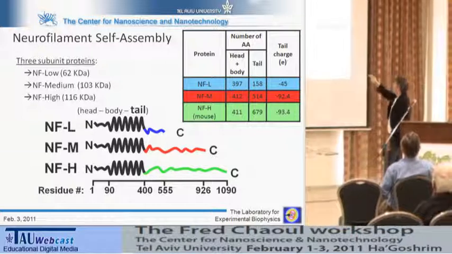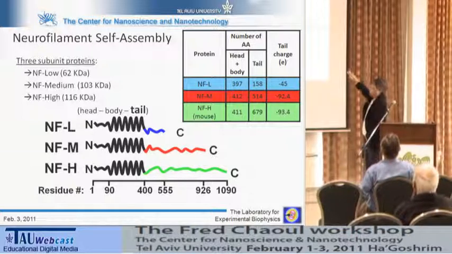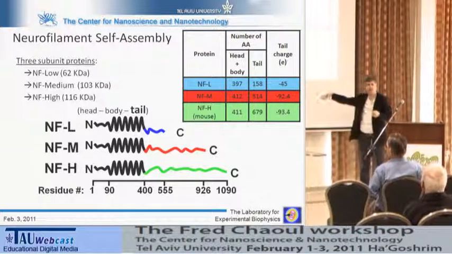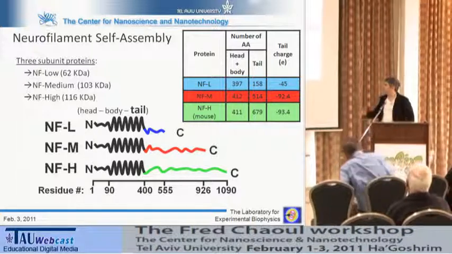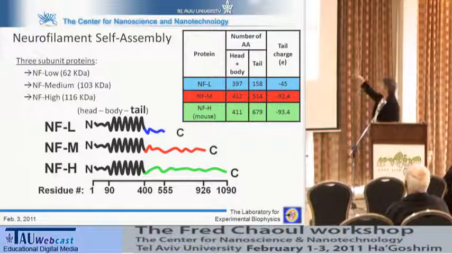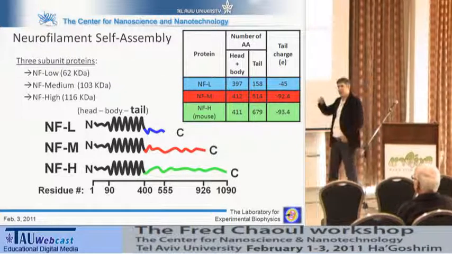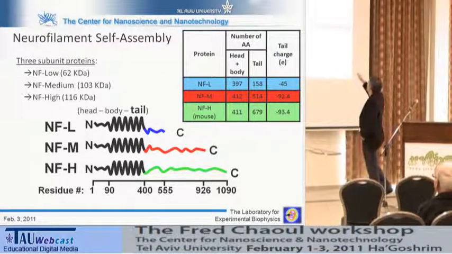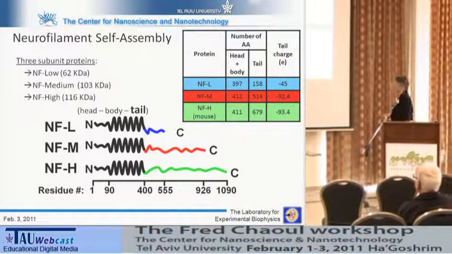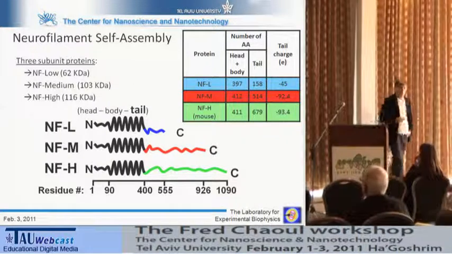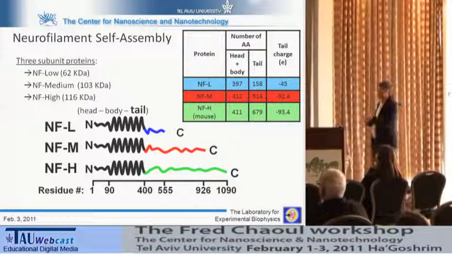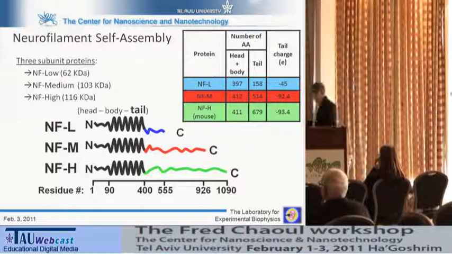Now what I want you to notice, of course, is how many amino acids there are, the length of the tail of these different proteins, but they are very much charged. So if we count how many free electrons we have on each of these tails, we notice that they are extremely negatively charged. Okay? So this is just the building blocks. How do we build up a filament out of that?